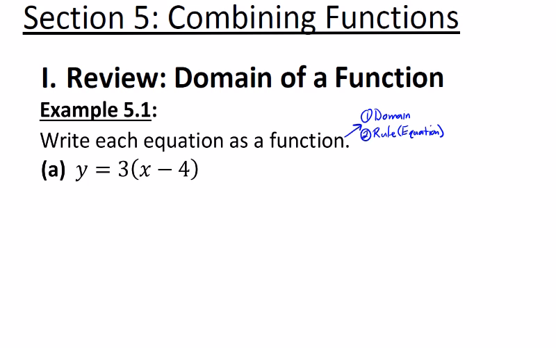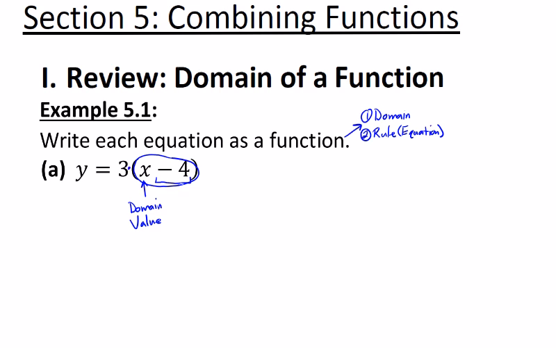When I start looking at this equation, it says y equals 3 times (x minus 4). So I say, okay, if I pick some number to go in for x, x is going to represent a domain value. I'm going to take that domain value and subtract 4 from it. Then I'm going to take whatever the result of that is, which is what's in the parentheses, and multiply it by 3.